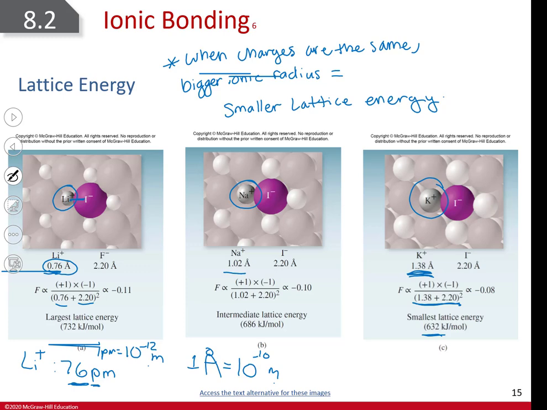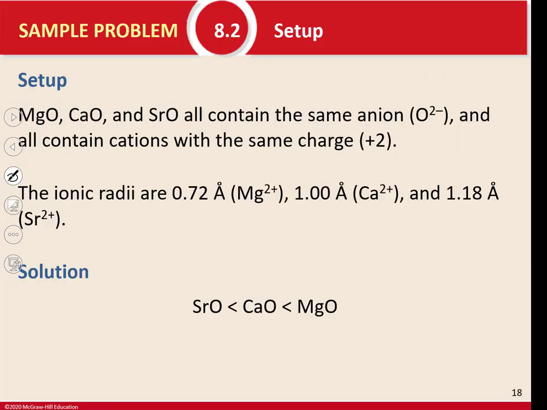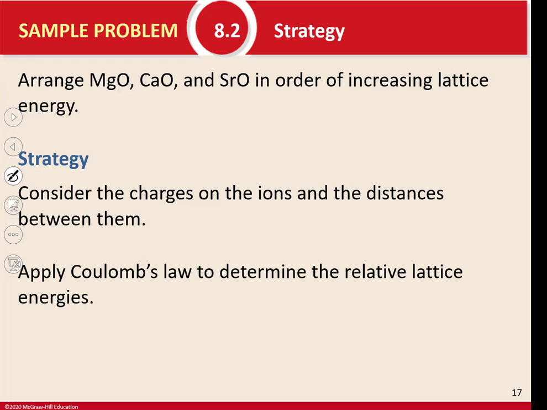Ready to try this out? Yes, ma'am. All right, so this is sample problem 8.2. Arrange magnesium oxide, calcium oxide, and strontium oxide in order of increasing lattice energy. We have a table of the lattice energies, but although magnesium oxide is on that table, strontium oxide and calcium oxide were not. So we're going to have to use Coulomb's law to determine which one will be the biggest and which will be the smallest. Increasing lattice energy means we're going from the smallest to the biggest.